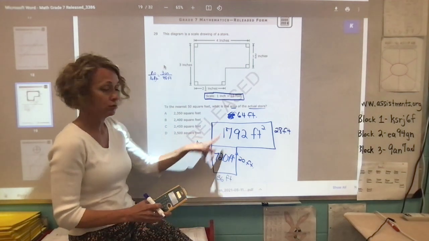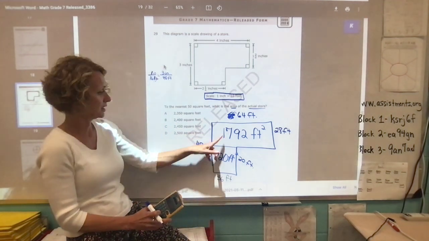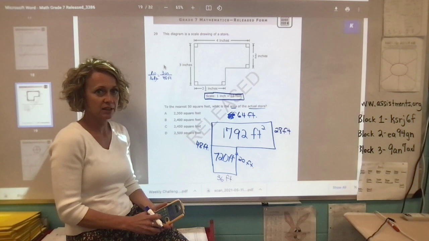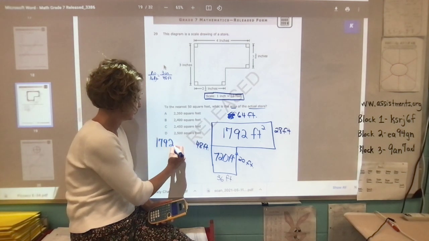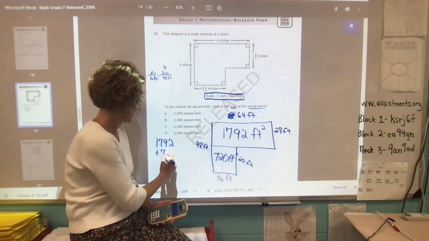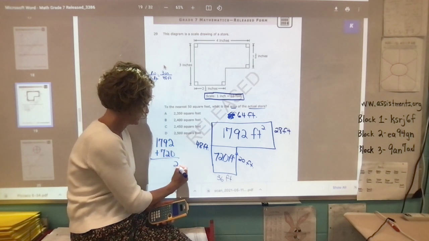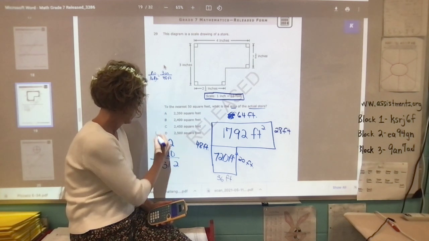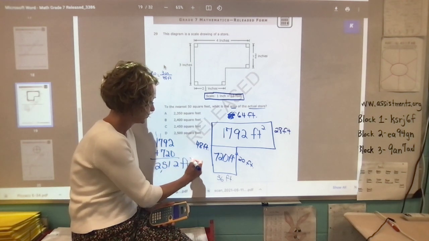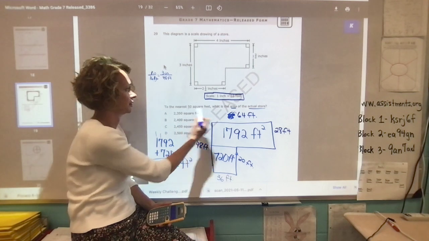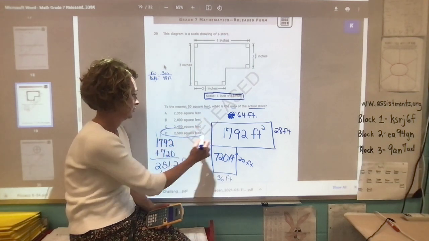So if I'm getting the total area, I'm going to add together both of those rectangular regions. So I've got 1,792 plus 720. And I got 2,512 square feet. So rounded to the nearest 50 would give me D.